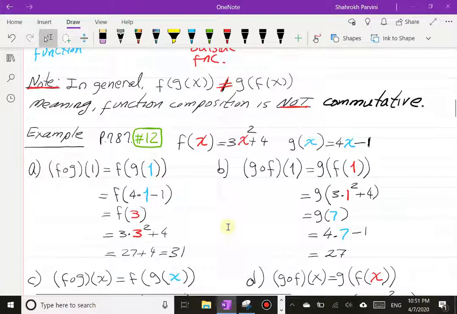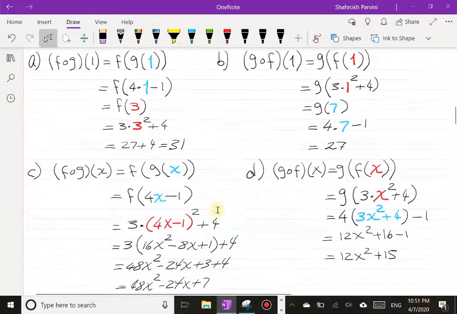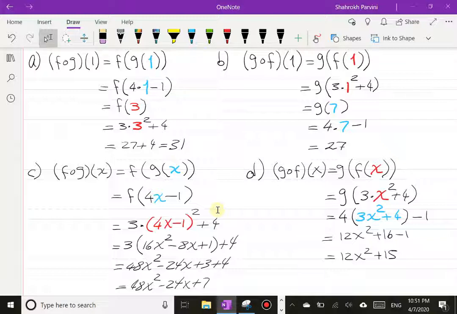Now in part C and D, notice we just have x's. We don't have a number to put in. So this is good for any x now, not just for 1. And we will use C and D just to show you how we could do part A using part C. Okay? But in part C and D, we're going to keep them general. We don't have a specific number to plug in.